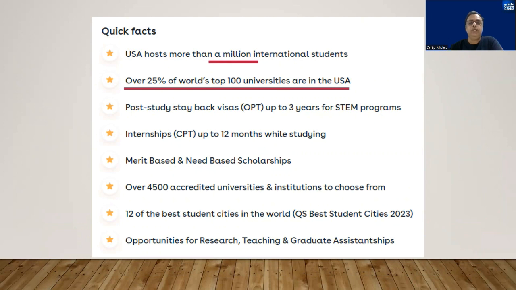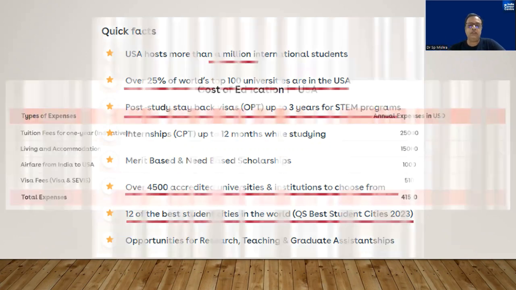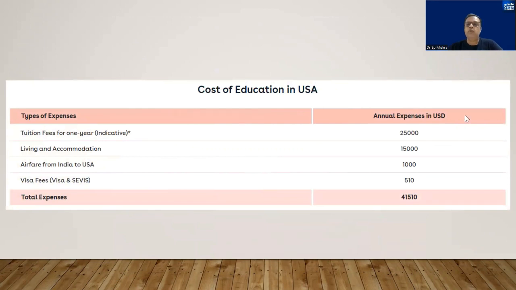Post-study stay back options are available up to 3 years, obviously for STEM courses. Then, of course, internships are available for up to 12 months. There are 4,500 accredited universities and institutions to choose from, and so on and so forth. Then 12 of the most important, best suited cities around the world. I think these are all part of the QS ranking.